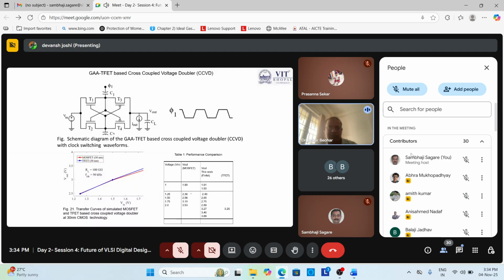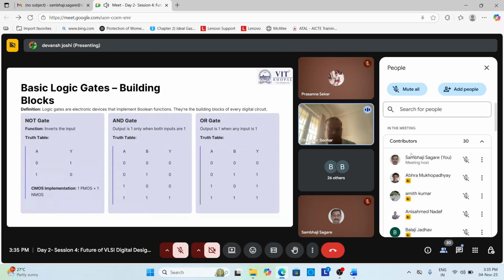Gate all around means the gate is wrapped across all sides of the channel, and charge carriers will flow across all the four sides of the channel, right? So that is how we have the cross coupled voltage doubler circuit with clock switching platforms.